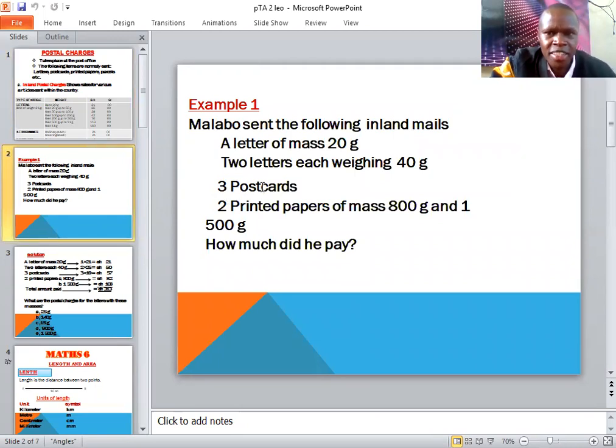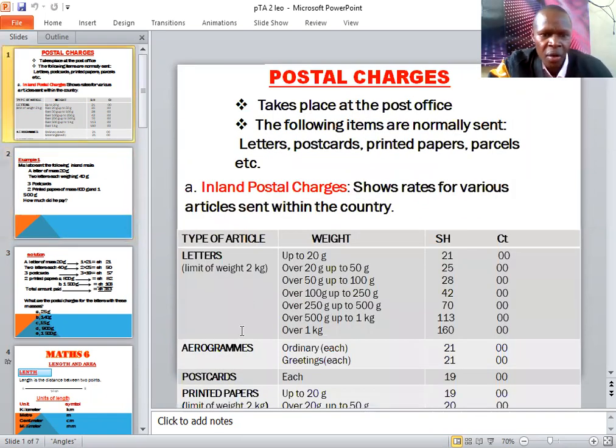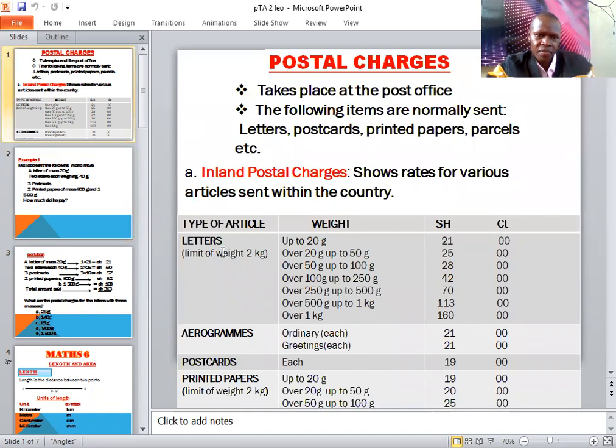3 postcards. From our table given, we go where postcards is. From our type of article, the type of article or item, postcards is here. Very good, it is here. What was the cost of each postcard? 19 shillings. How many postcards were sent? 3. That means the total amount spent in sending the 3 postcards will be 3 multiplied by 19. Fine.